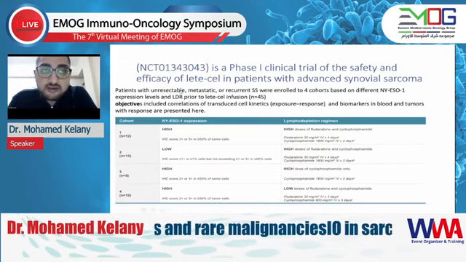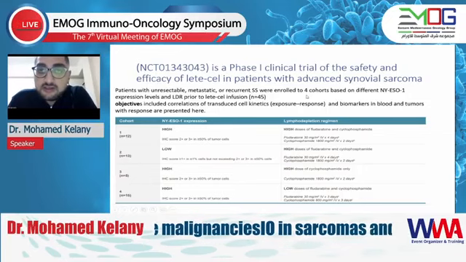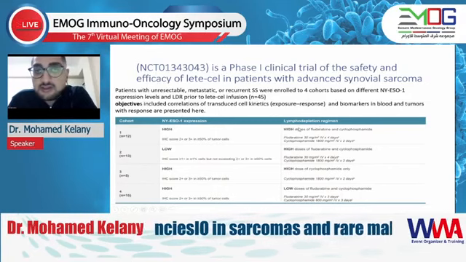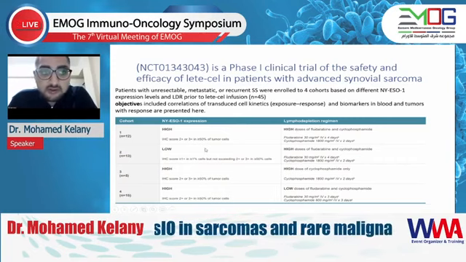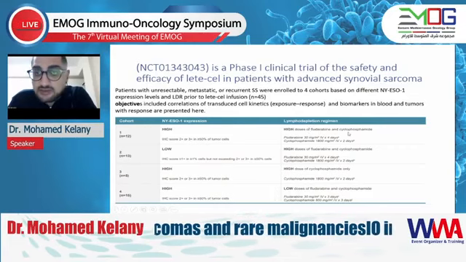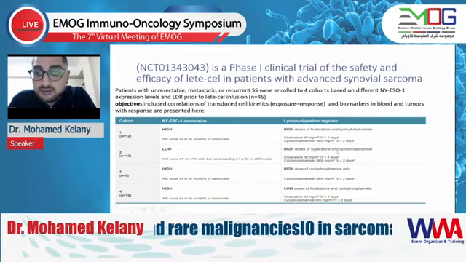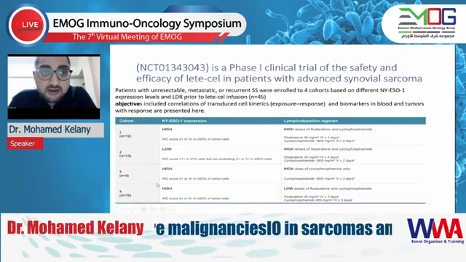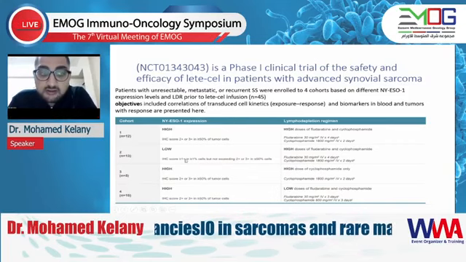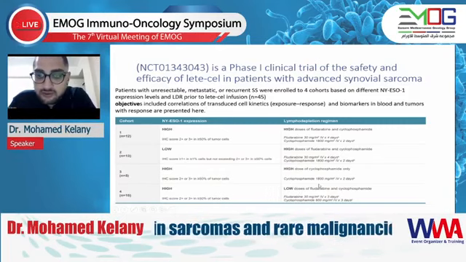This trial includes any synovial sarcoma that is unresectable, metastatic or recurrent. They designed it in 4 cohorts according to the expression of the cancer testis antigen and the lymphodepletion regimen used. Cohort 1 was high expression of the cancer testis antigen, and the lymphodepletion regimen is high dose fludarabine plus cyclophosphamide. Cohort 2 is low expression, and again we use high dose fludarabine and cyclophosphamide. Cohort 3 is high expression of the cancer testis antigen, and the regimen is only cyclophosphamide. And cohort 4 is high expression of the cancer testis antigen, and we use low dose fludarabine and cyclophosphamide.